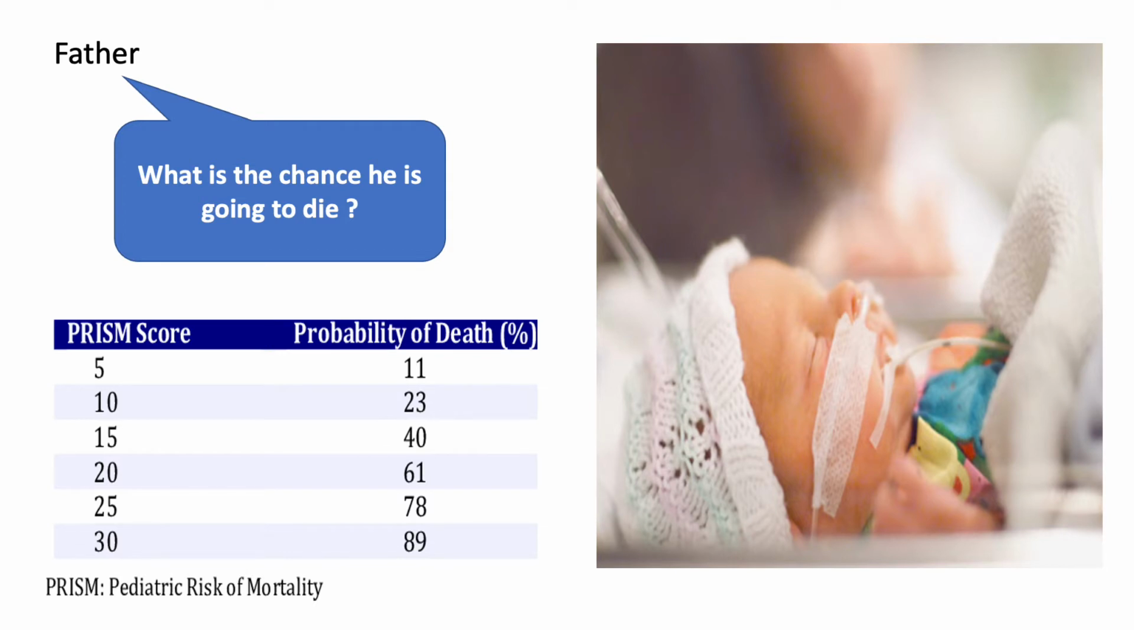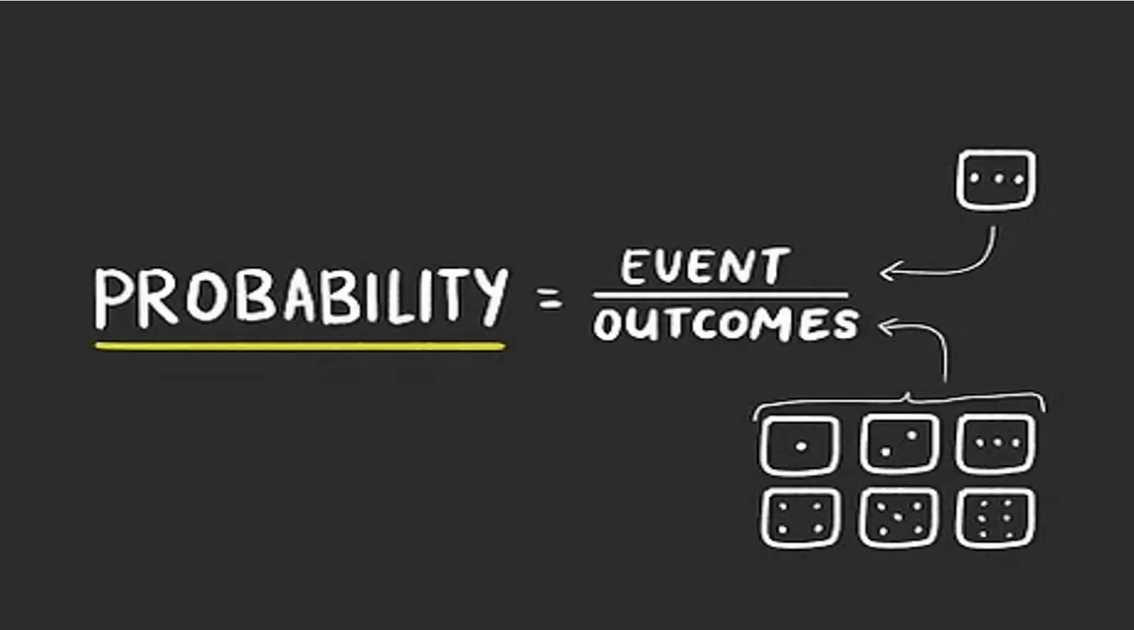Even when you wake up in the morning, you may ask, what is the chance that it is going to rain today? This is a probability. The calculation of probability is very simple. You just divide the event of interest by the possible events or outcomes that can happen.